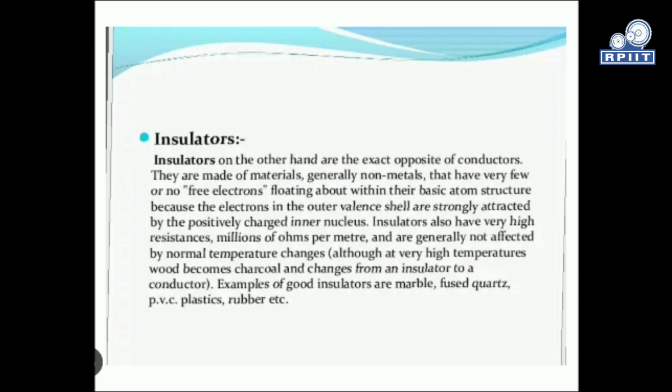Insulators, on the other hand, are the exact opposite of conductors. They are made of materials, generally non-metals, that have few or no free electrons floating about within the basic atom structure, because electrons on the outer valence shell are strongly attracted by the positively charged inner nucleus. That is the reason they do not allow current to flow. Insulators have very high resistance, in terms of million ohm-meters, and they are generally not affected by temperature changes.